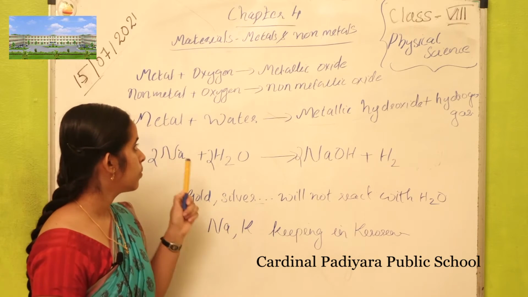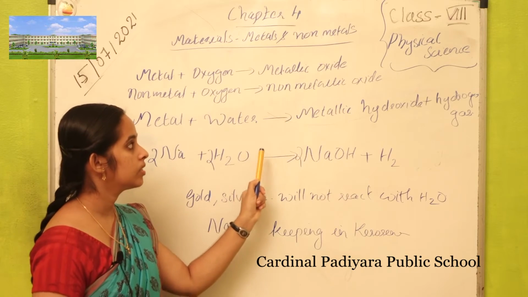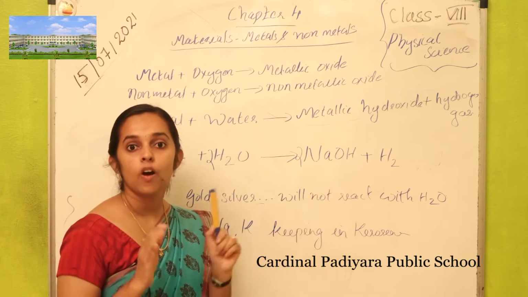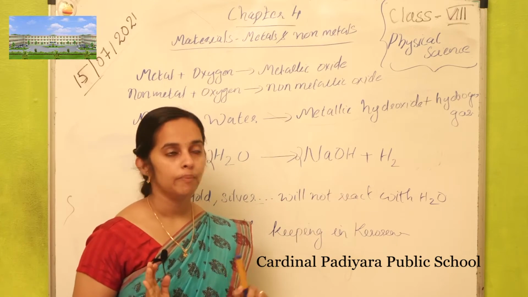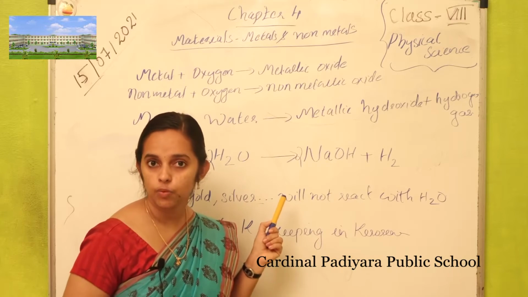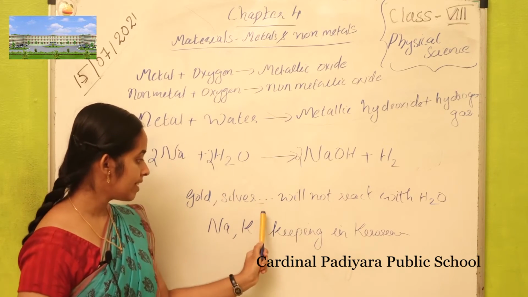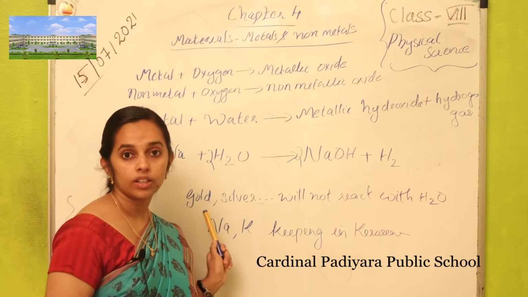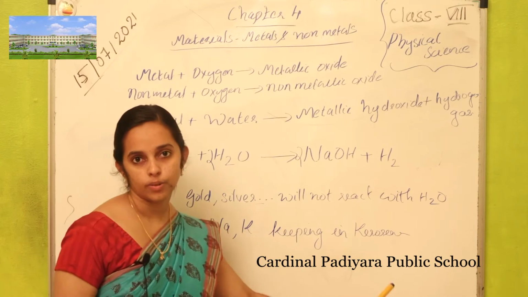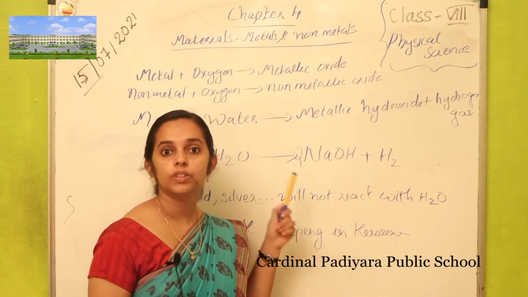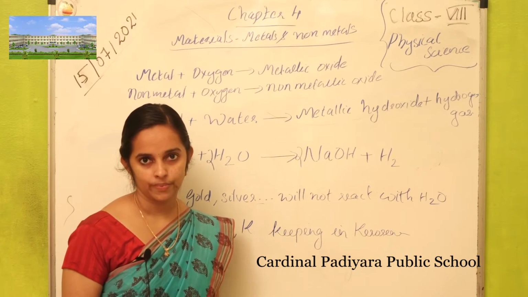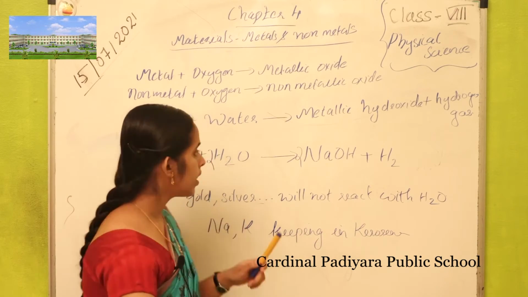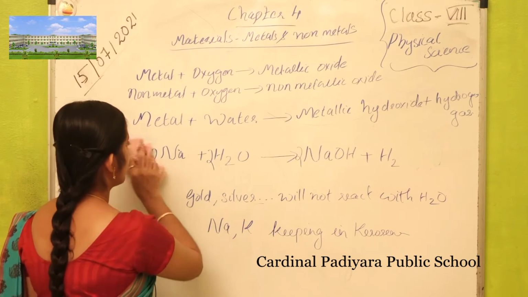So, what we studied? Metal reacts with water to form metallic hydroxide. But all metals will not form metallic hydroxide by reacting with water, for example gold and silver. Sodium and potassium are very reactive to water and oxygen, so they are kept in kerosene in order to avoid the reactivity with water and oxygen. Very clear?